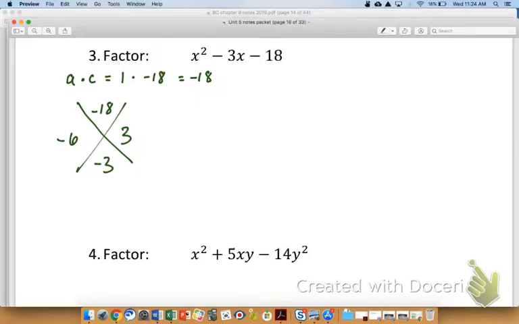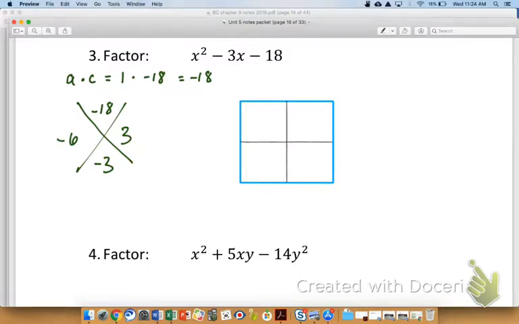Now I need to make my box. So, in my box, what goes upper left? The A. Yep, upper left is always going to be your lead term there, so x squared. How about lower right? Yeah, it's always the C, goes lower right.